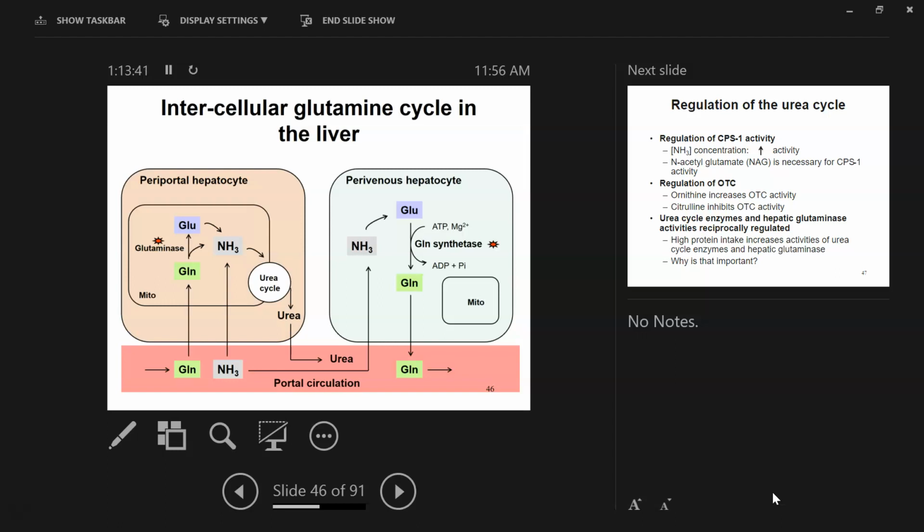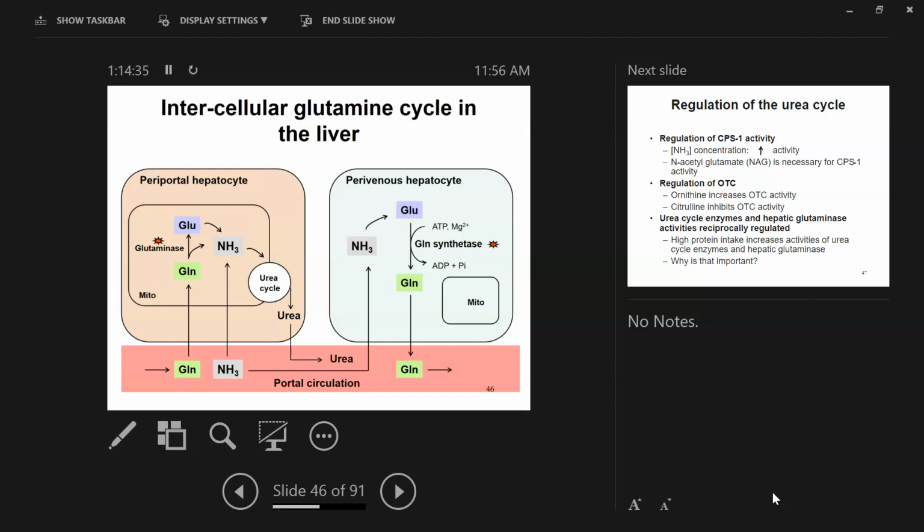And perivenous hepatocytes serve as a sort of backup mechanism, a backup place. For example, some of the ammonia that has not been picked up by periportal hepatocytes leaks out, and the perivenous hepatocytes will pick up the leaked ammonia and carry out the glutamine synthesis reaction. The ammonia is added to glutamate, forming glutamine. Glutamine has two amino groups, and glutamate only has one amino group, right? So the glutamine synthetase reaction is very important.